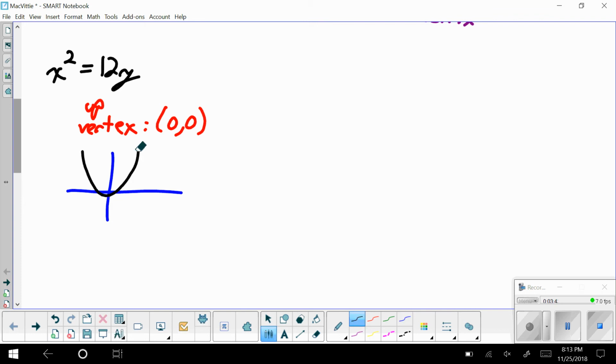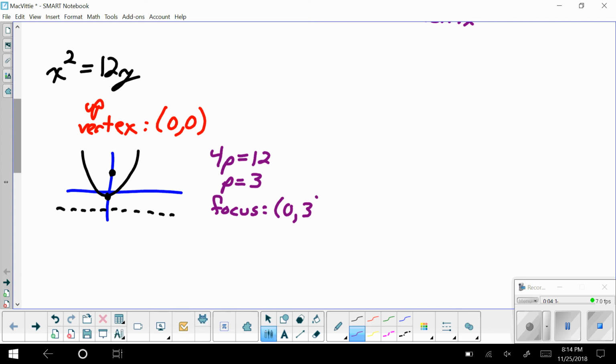So what I get is, if I do a little sketch, is this shape for my vertex is at (0, 0), which means that my focus is going to be up here, and my directrix will be down here and be a horizontal line. So to find the focus and the directrix, what I need is that value p, which for 4p is going to equal 12, which means p is 3. So that means if I move up 3 from my vertex, my focus will be at those coordinates.